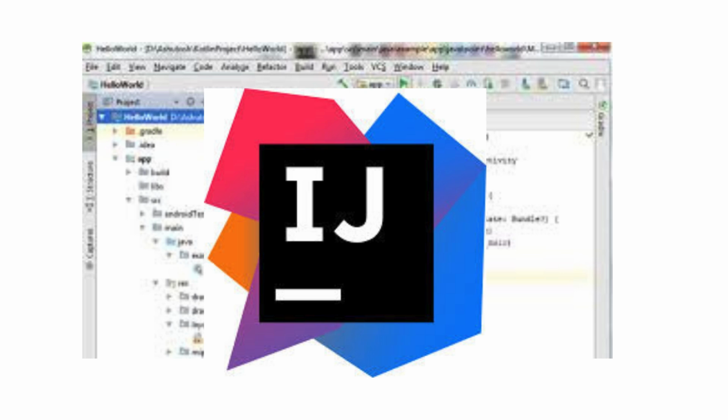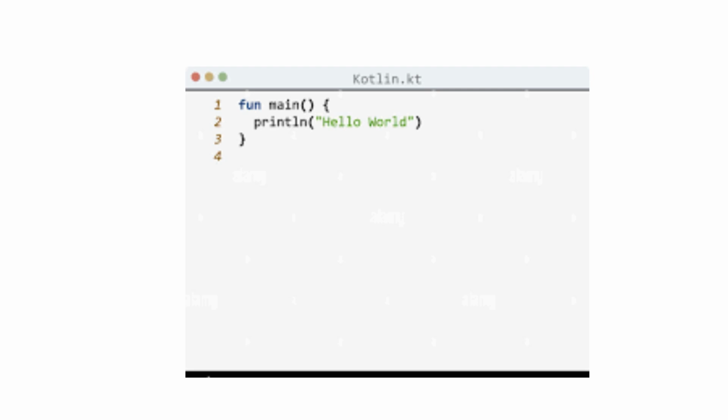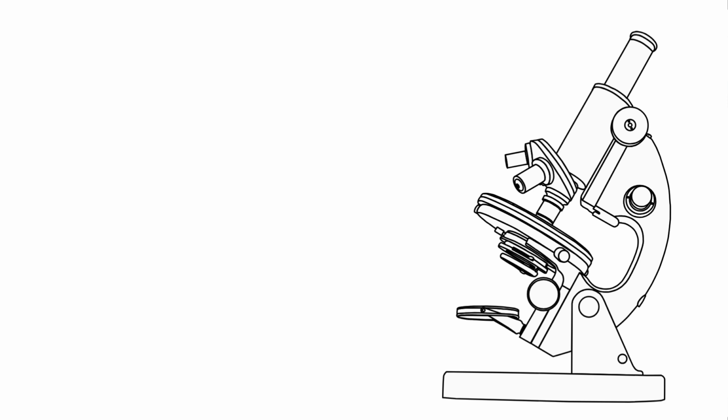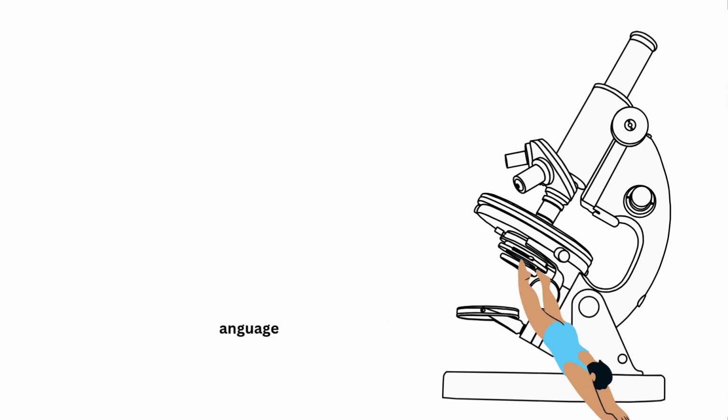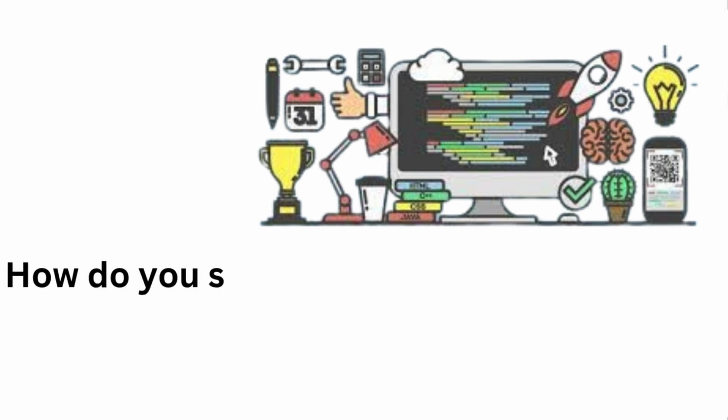In the last lesson, we opened IntelliJ IDEA and wrote our first Kotlin program, Hello World. If you haven't watched that one yet, I suggest checking it out first before continuing here. Today we're going a little bit deeper. We'll learn how to store information using variables and how Kotlin understands different types of data.